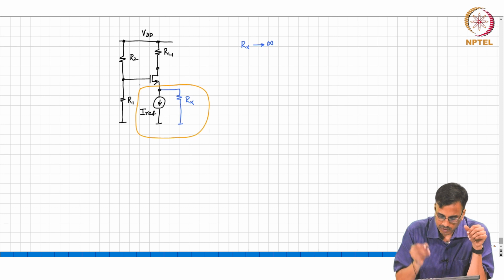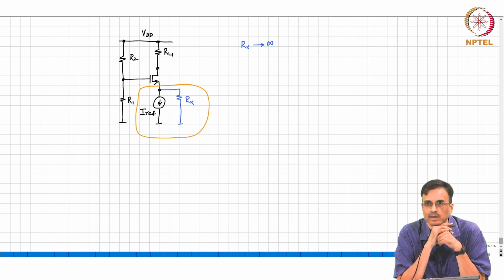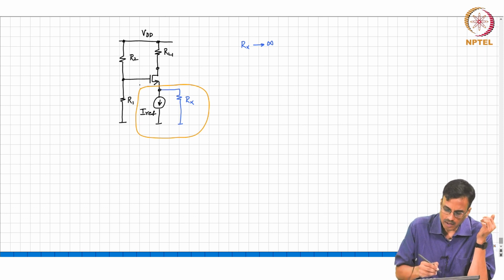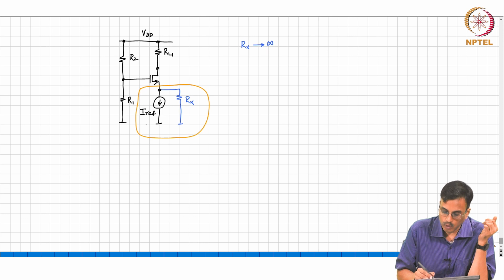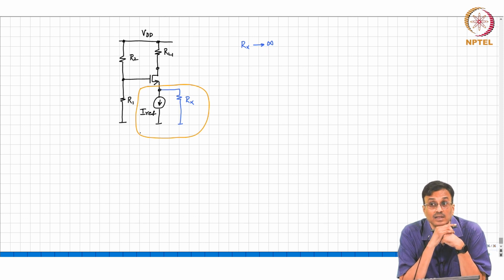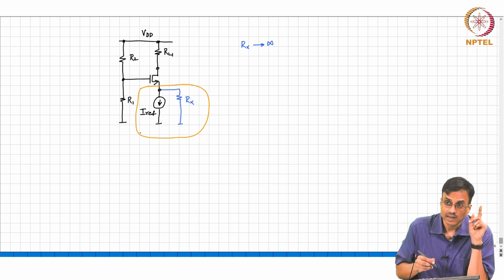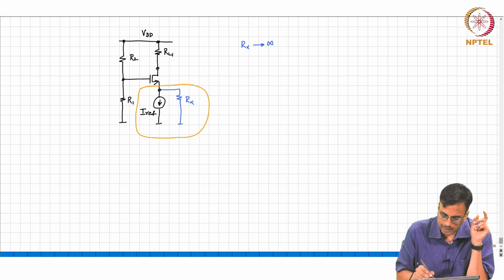If you have a current source in parallel with a resistance, what comment can you make? You can think of it as a voltage source in series with a resistor. What is the value of the voltage source? Think carefully, people. It is plus or minus? Minus Iref into Rx.